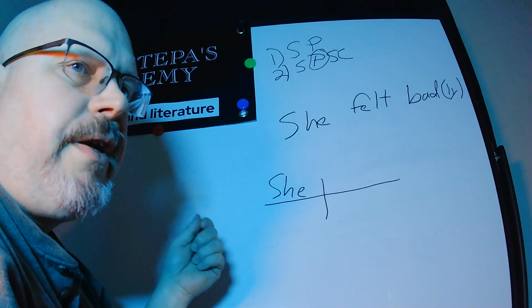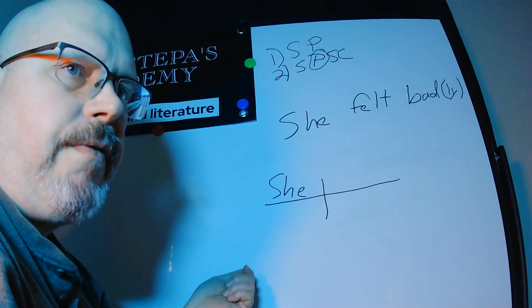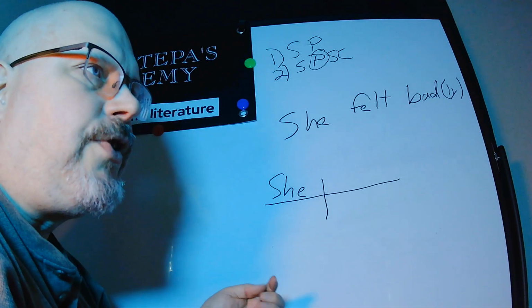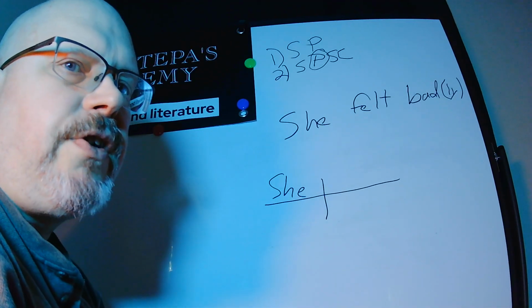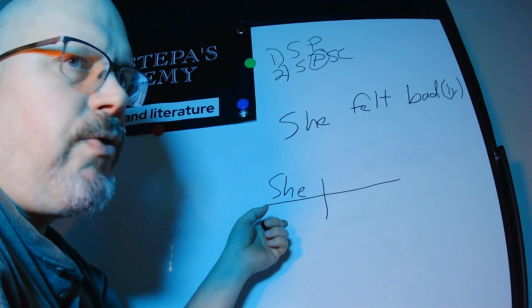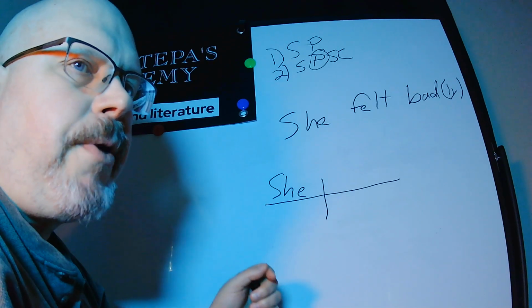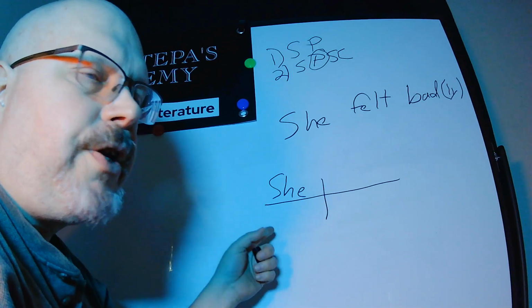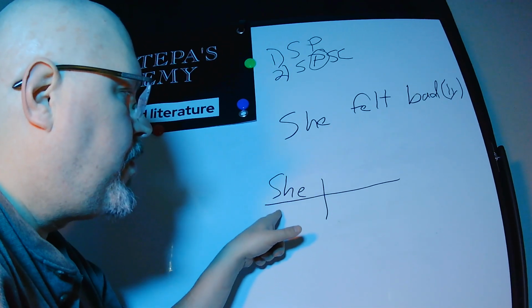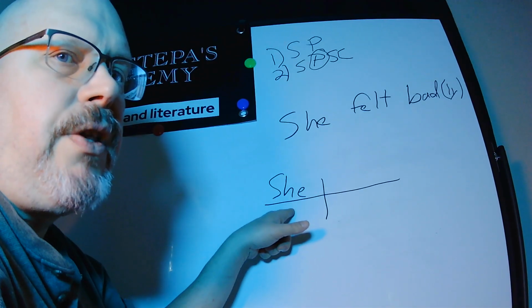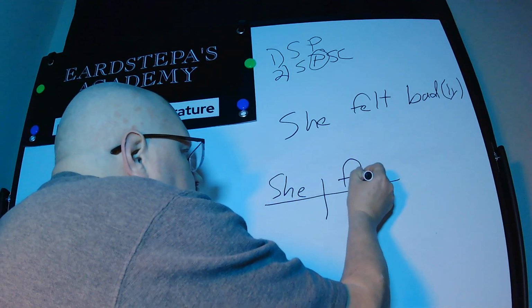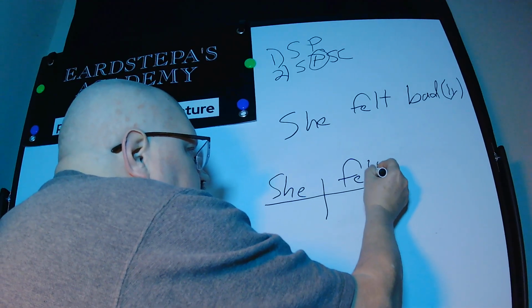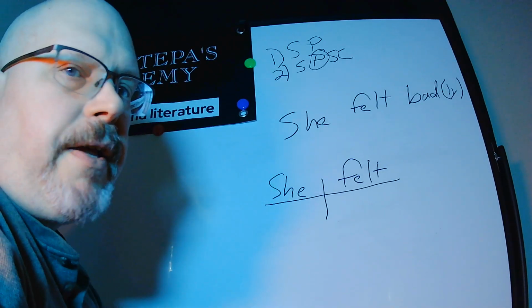Sound is completely irrelevant in grammar for the most part. The only time it's relevant is using a or an in front of a vowel sound or a consonant sound. Other than that, sound really has nothing to do with grammar. It has to do with function. This is she, not her, because this is the subject, so we need the subjective form. Felt is the predicate, and that is a complete predicate.